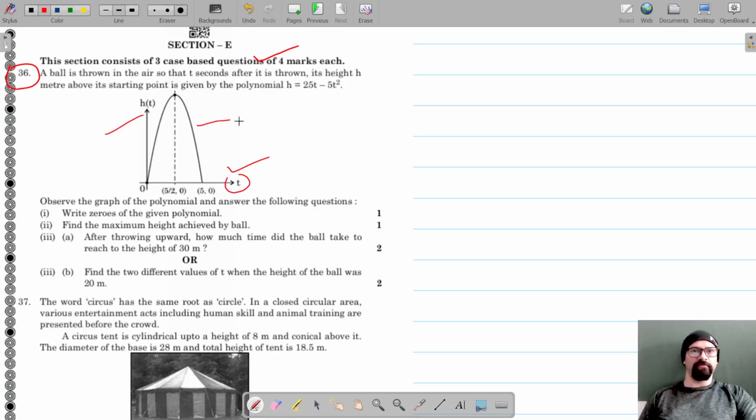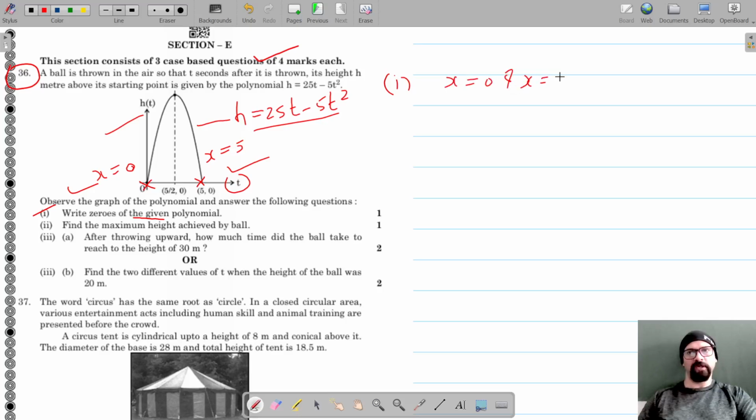The equation of this graph is h is equal to 25t minus 5t square, which is a sort of quadratic equation. We have to observe the graph of the polynomial and answer the following questions. The first one is to write the zeros of the given polynomial. So this graph intersects the x-axis at 2 points, that is x is equal to 0 and here it's x is equal to 5. So the zeros of the polynomial are x is equal to 0 and x is equal to 5.